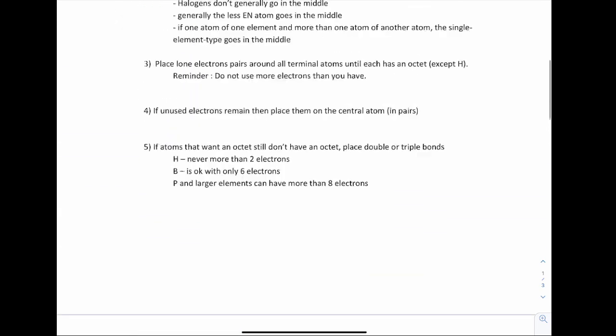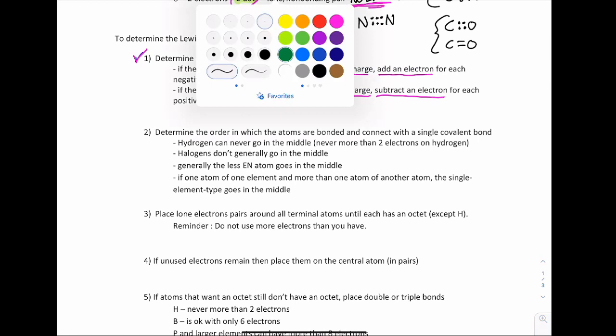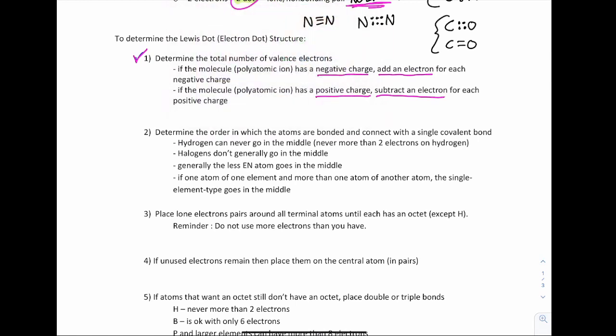It does have a positive charge, so what do I need to do? Good. Subtract 1. Hopefully that's what you guys said. Again, watch out. It's positive because it's lost an electron. So 42 electrons. So that's our first rule. First rule is we need to figure out the total number of valence electrons in our molecule. So I'm going to go back up to our rules here. Our second rule is we're going to determine the order in which they're bonded, and we're going to connect everything initially with a single bond.